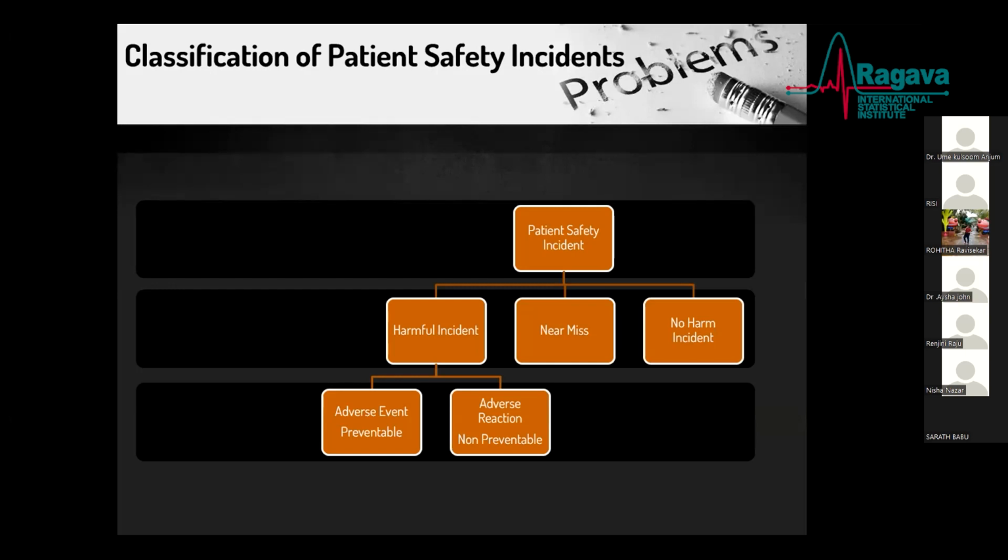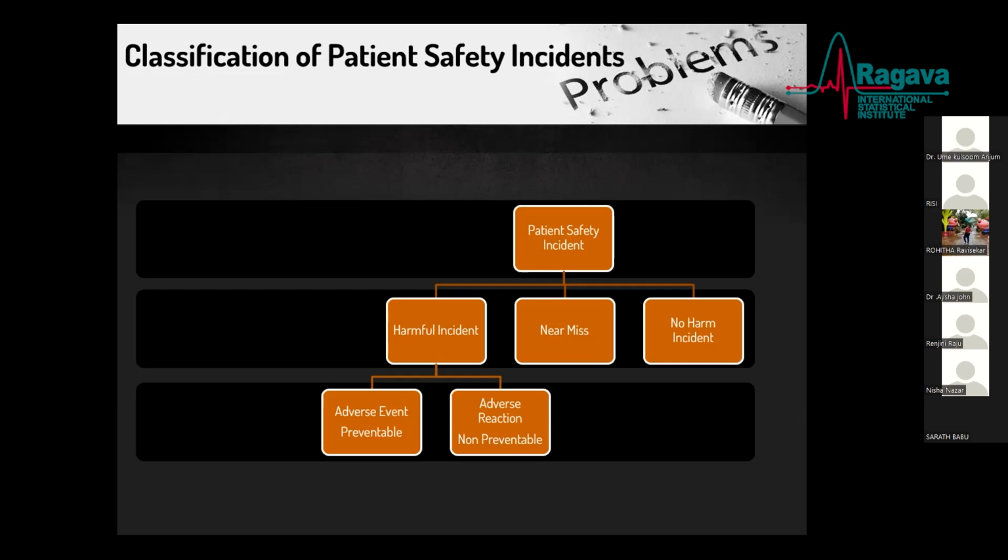If I give you an example, a unit of blood being connected to the wrong patient's IV line, but the error was detected before the transfusion started. So ideally, there was no harm done to the patient. Such incidents are called near misses, or in other words, close calls. In the later part of my presentation, we can go through why near misses are very important to be reported.